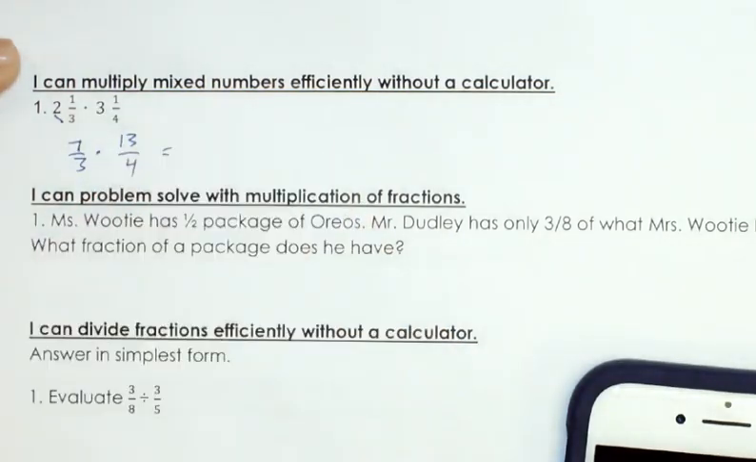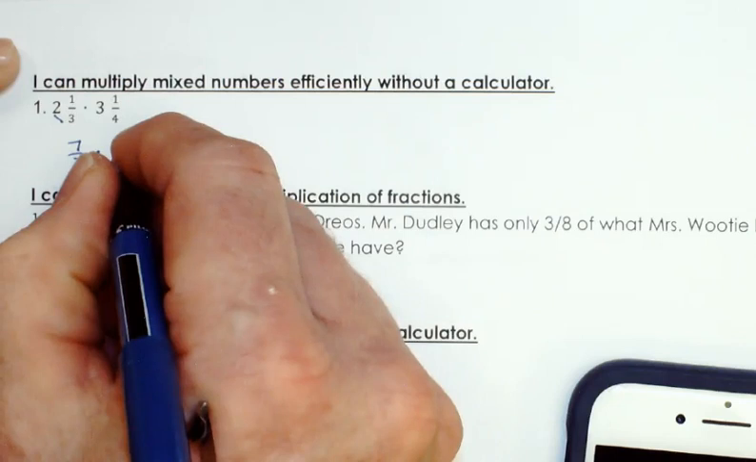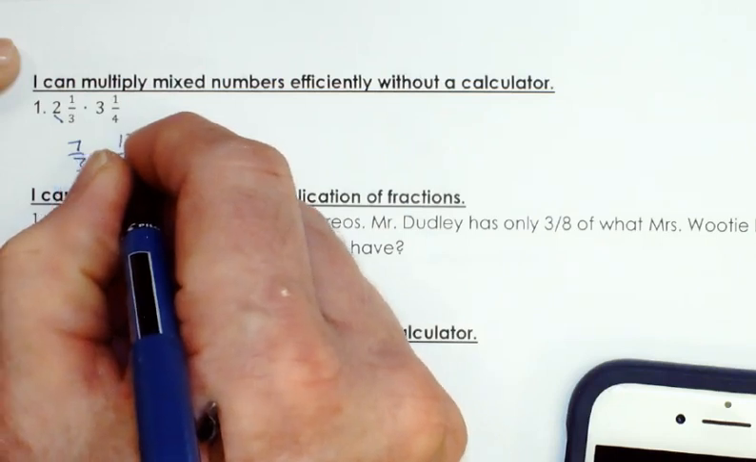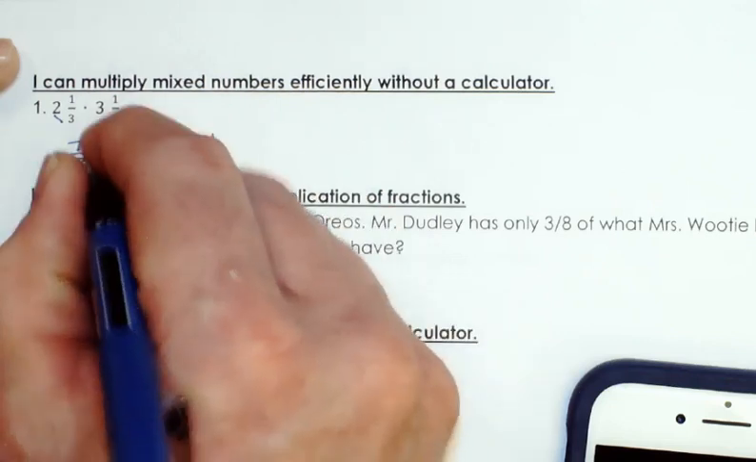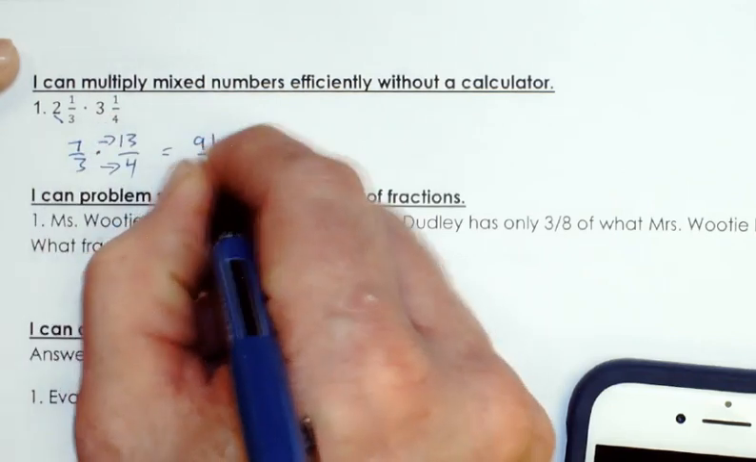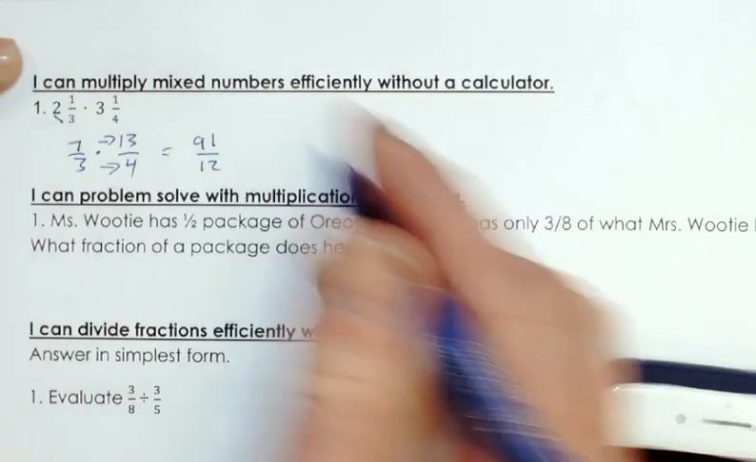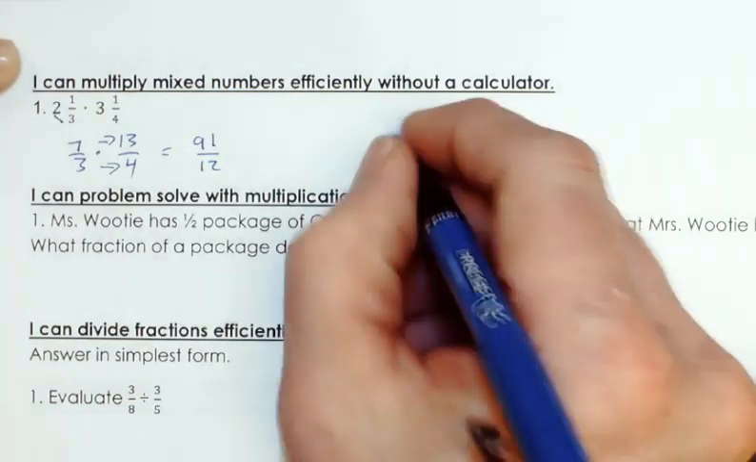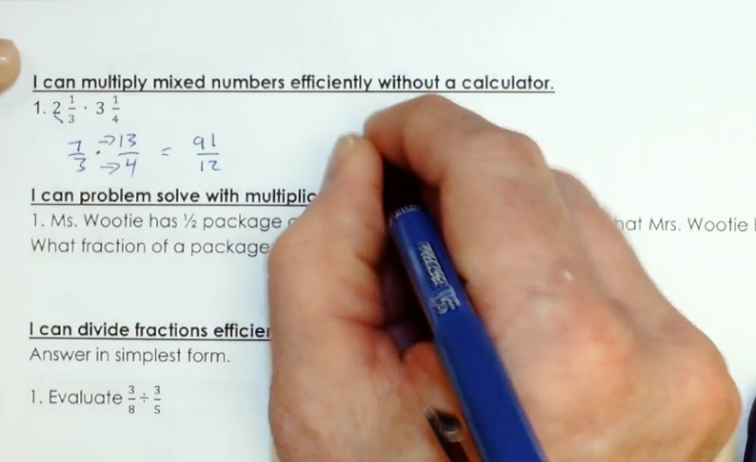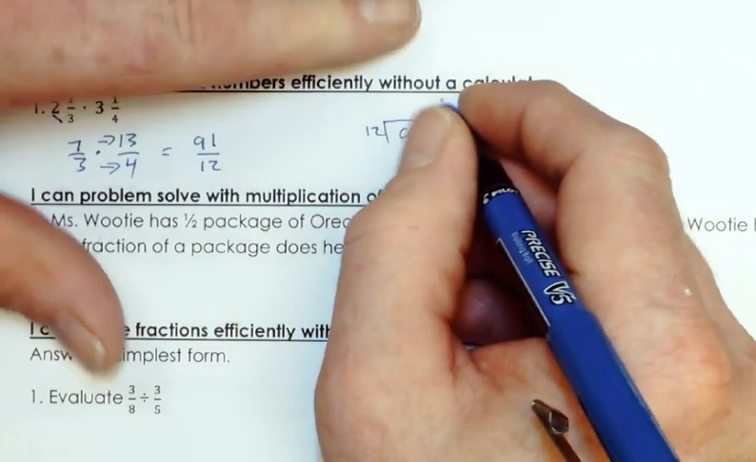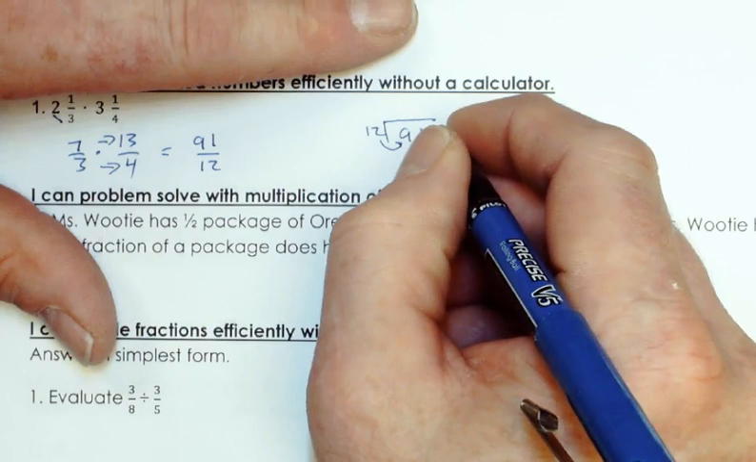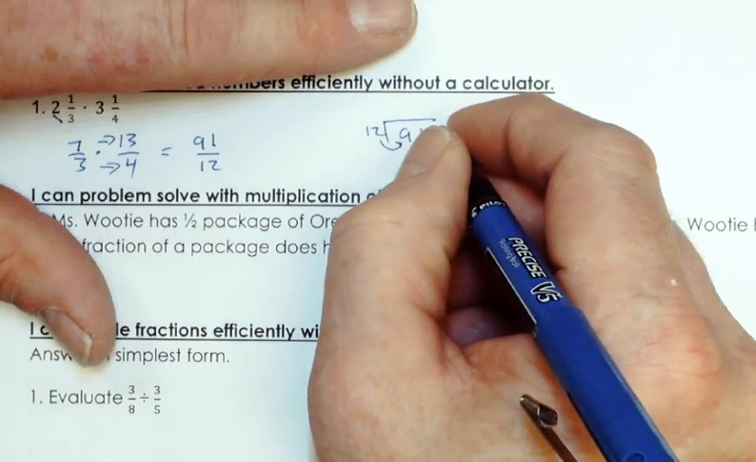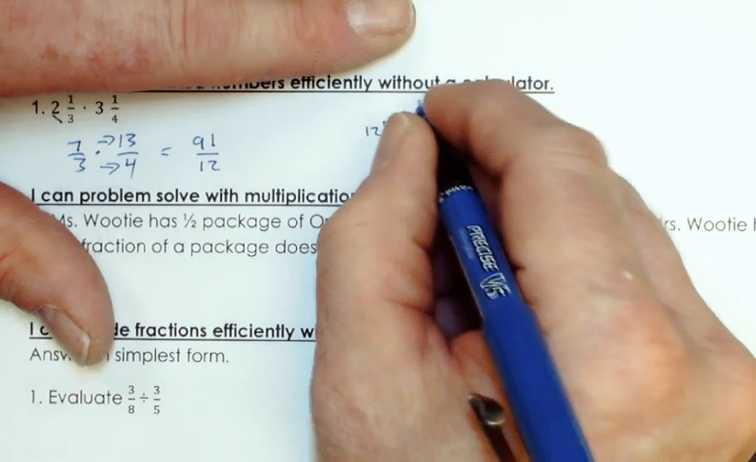So go ahead and 7 times 10 is 70. 7 times 3 is 21. So this would be 91, and 3 times 4 is 12. So 91/12. So now I've got to simplify that. I've got to take 91 and divide it by 12. Well, 12 doesn't go into 9. 12 goes into 91. Well, I know it goes into 96 8 times. So it must go in here 7 times.